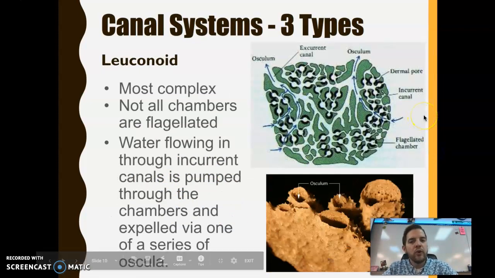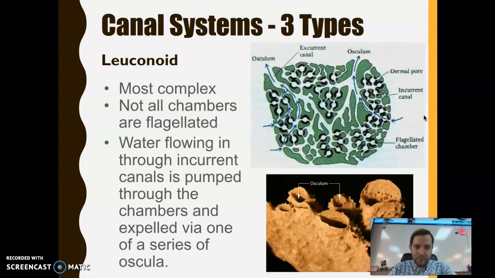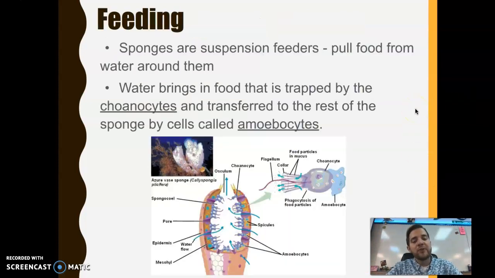The last is the leuconoid type. This is the most complex. Leuconoid sponges have a lot of different osculums. So asconoid and syconoid sponges only have that one osculum on top, so they pump water in, it goes out the top. Leuconoid sponges are more complex. They have a lot more internal chambers, internal passages, and a lot more osculums. So water can pass through in a lot of different locations within a leuconoid sponge and pass out of a lot of different exits.